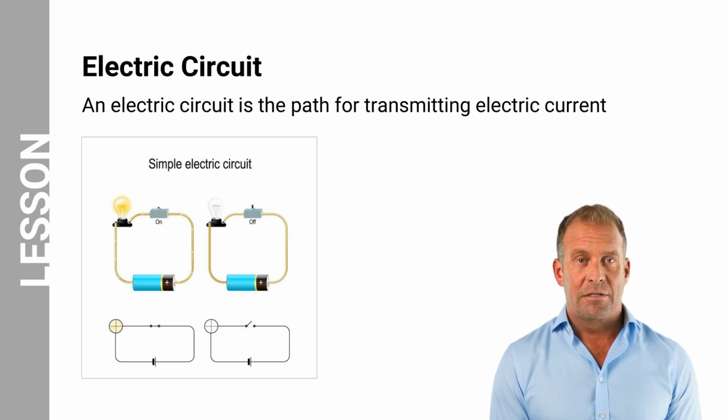An electric circuit is a path for transmitting electric current. It includes a device that gives energy to the charged particles constituting the current, such as a battery or a generator, devices that use current, such as lamps, electric motors, or computers, and connecting wires or transmission lines.